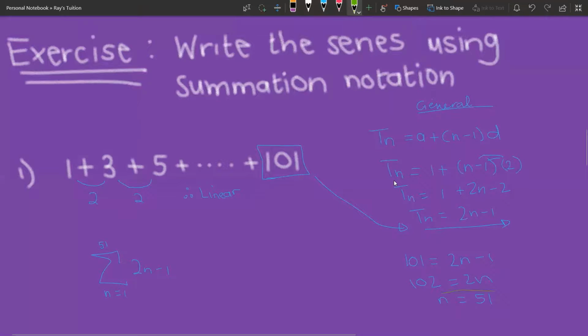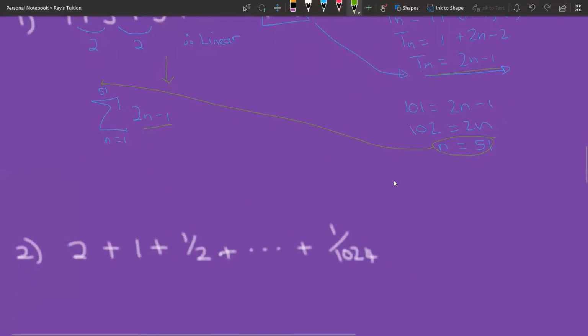So we needed to find n, and that we do by substituting into the formula, and we needed to find our general formula, which we know how to do. Once we have done that, then we've written that sum in summation notation. Let us have a look at another example.